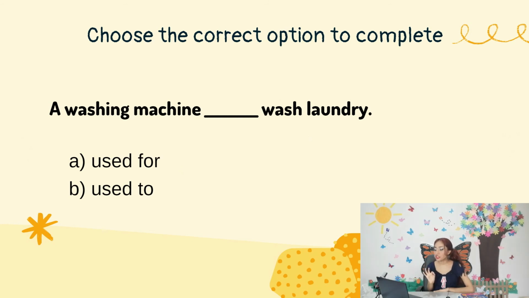Now, a washing machine, blank, wash laundry. A, used for, B, used to. Wash laundry. Which one is the correct answer? If your answer was a washing machine is used to wash laundry, that's correct. Excellent job. So it's the letter B, okay?